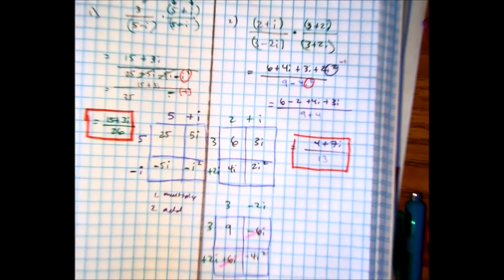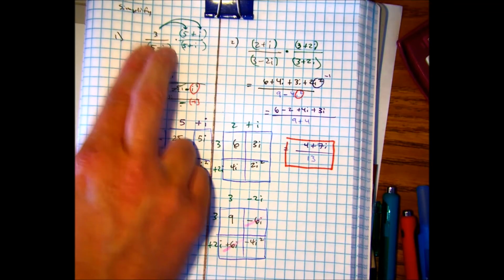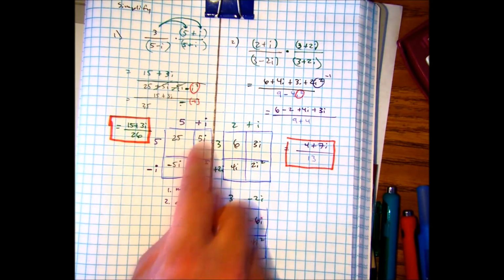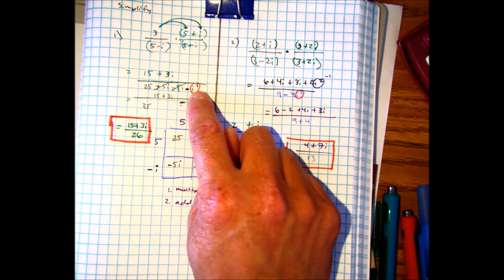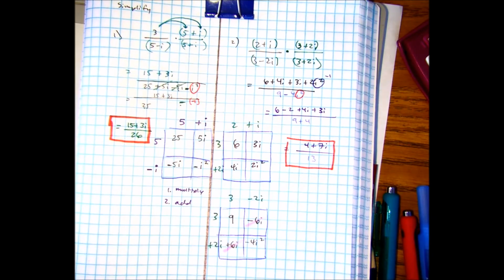So be careful when you're multiplying. Remember, a binomial times a binomial will give you 4 terms. Remember that i squared is equal to a -1. Be careful of the negative sign in front.